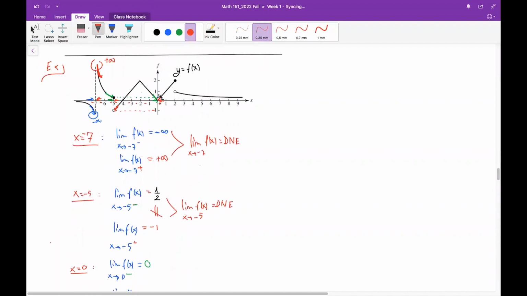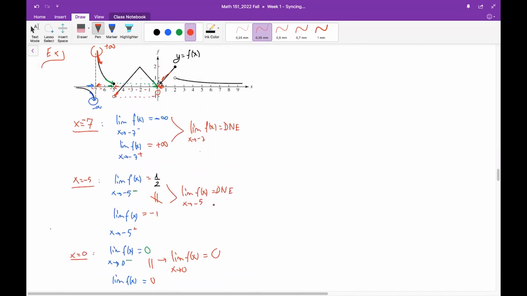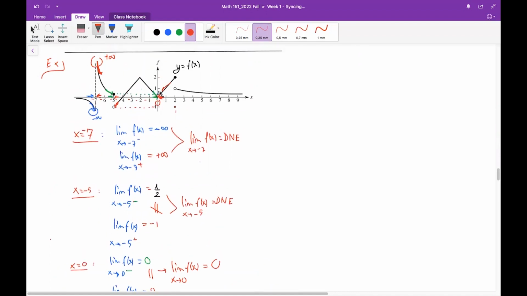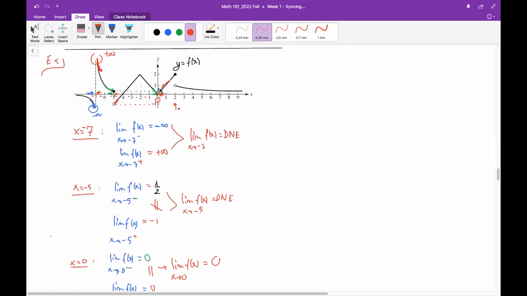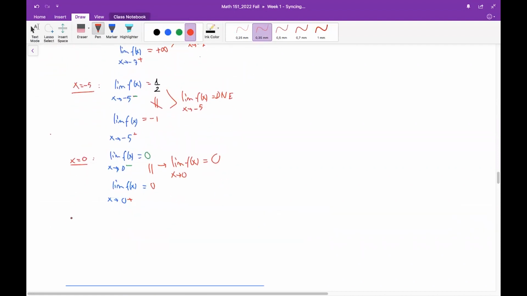If you follow the graph, you can see that on the right side of the origin, all the values are getting closer and closer to the 0 value. And in this case, we have a match. The left-hand side and the right-hand side limits are the same, meaning that the overall limit around the origin is 0. Okay? And you can do a similar analysis at the point 2. Let's also write that down here. At x equals 2, what happens?